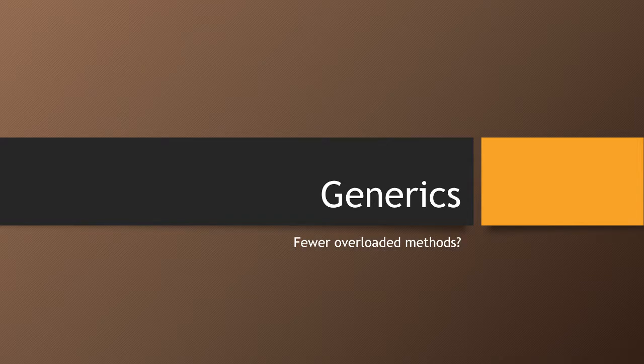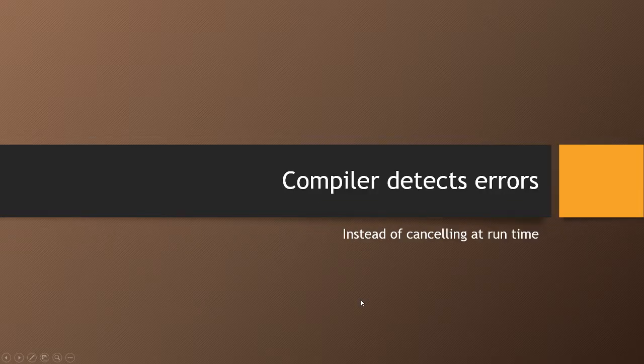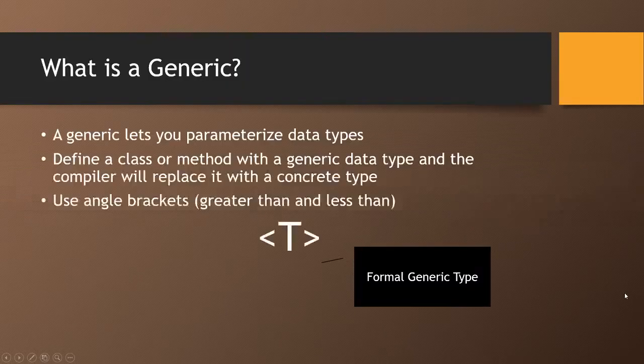Hello class. In this video, we're going to talk quickly about the concept of generics. Generics can help us reduce the number of overloaded methods that we have to implement. We would prefer that a compiler detect any errors in our code over crashing at runtime, and generics help us to achieve that goal. A generic is really a parameter, a placeholder for a data type.